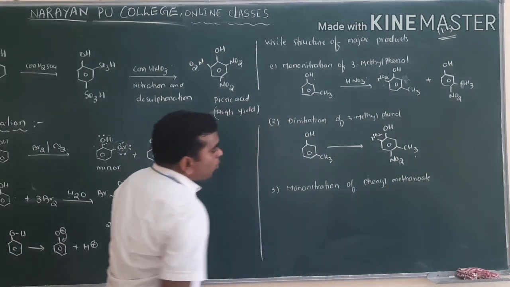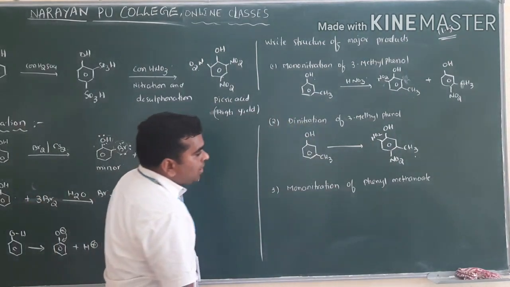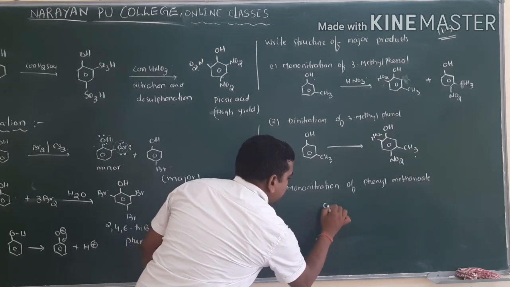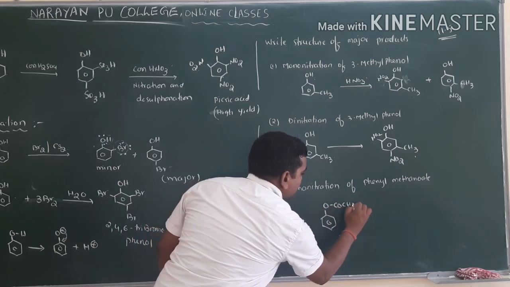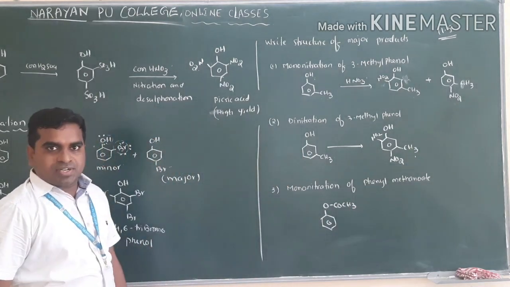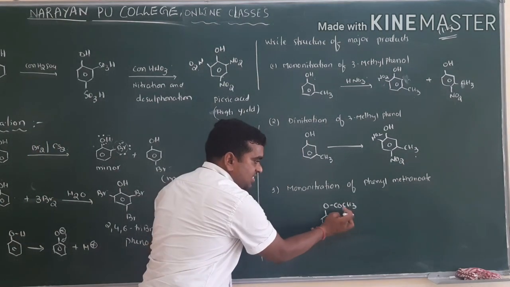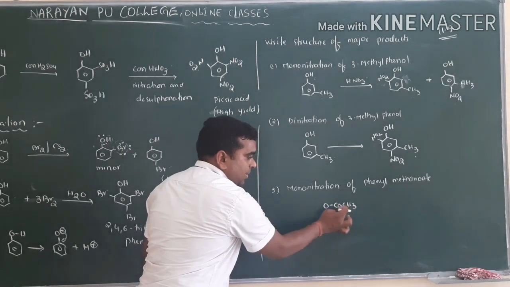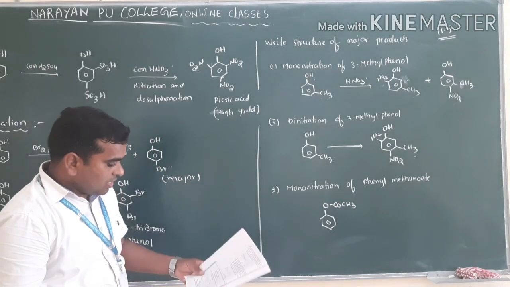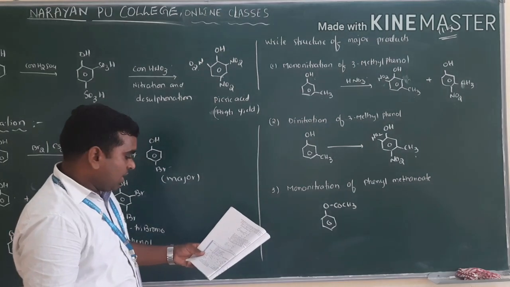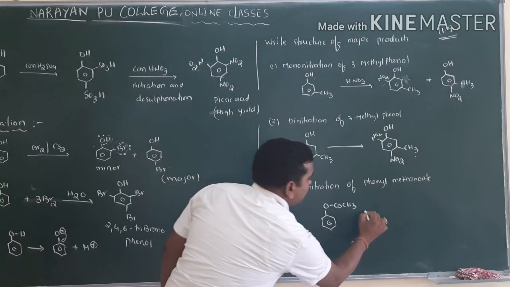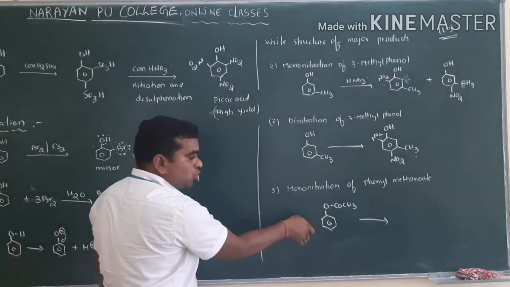And the next one: mononitration of phenyl methanoate. This is phenyl methanoate, so this is COCH3, that is CH3COOR. So first, phenyl methanoate. Clear? This is the compound they have given here. So first you have to do the mononitration, which means one NO2 group should be added.